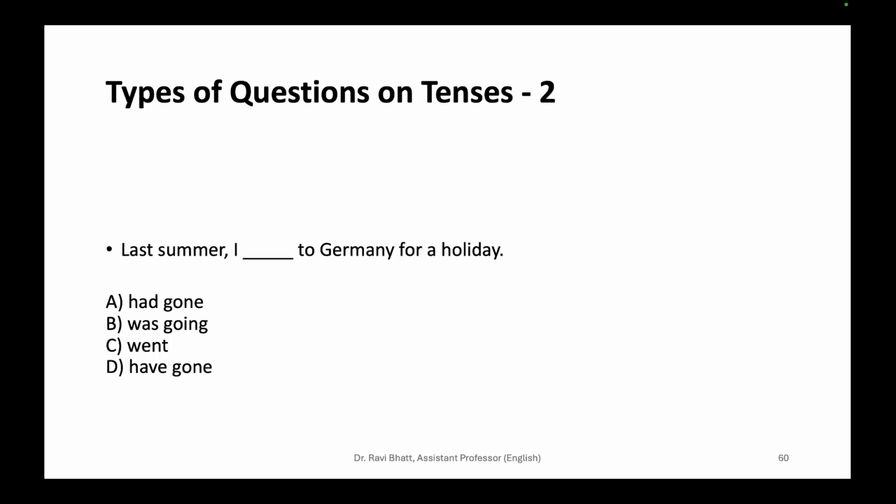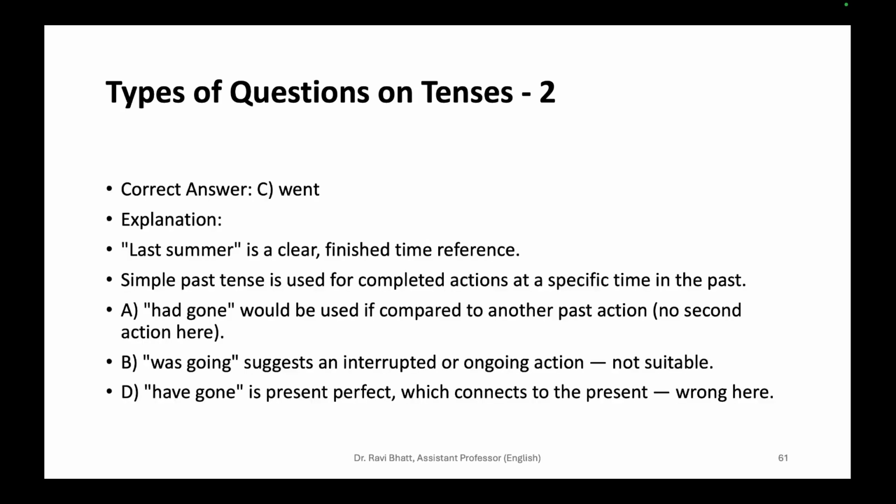Now next question. Last summer, I dash to Germany for a holiday. The options are: I had gone, I was going, I went, and I have gone. You must be guessing the correct answer here. The correct answer is C, that is "went." So "last summer," like we said, is a clear finished time reference. So simple past tense is used for completed actions at a specific time in the past.